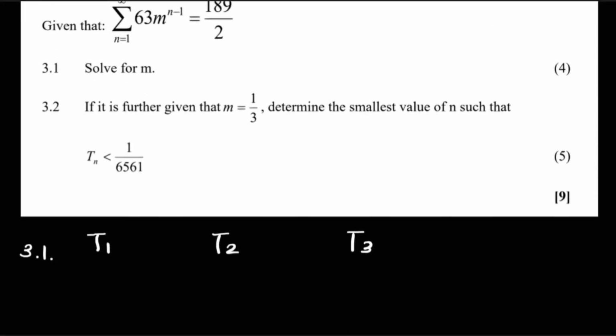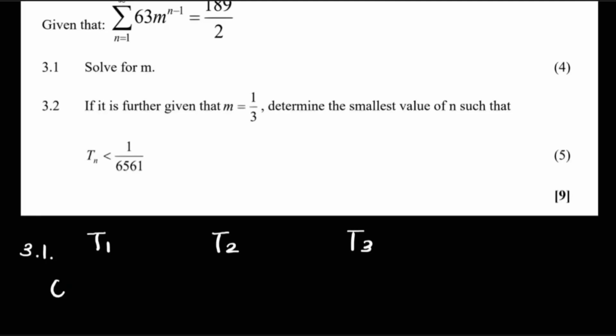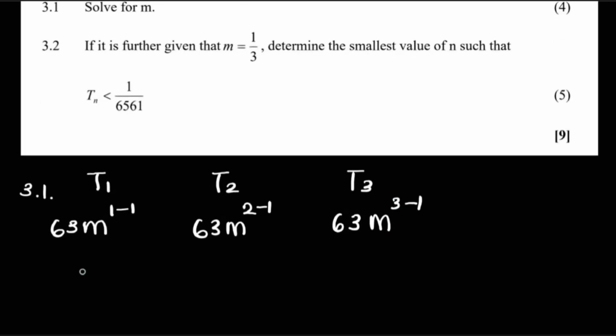Now remember, you are substituting into n. So it's going to be 63m to the power n minus 1, so 1 minus 1. 63m to the power 2 minus 1. 63m to the power 3 minus 1. Let's simplify what we have. So 1 minus 1 is 0. You will have m to the power 0, and anything raised to the power 0 is 1. So that is just 63.